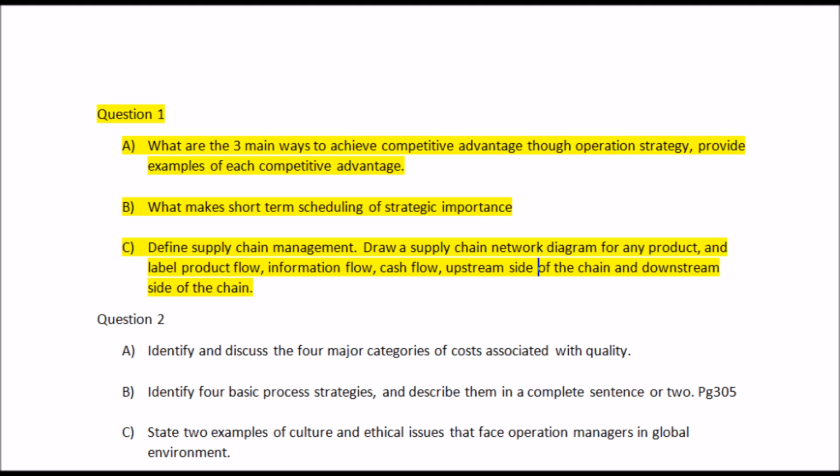And R. Which one starts with R? Second letter is E. Response. So what does response mean? How can that be a competitive advantage or a competitive strategy? What are we responding to? Demand? Fluctuations in demand? No, it's more in the realms of marketing.